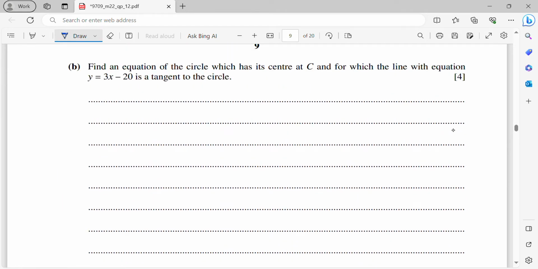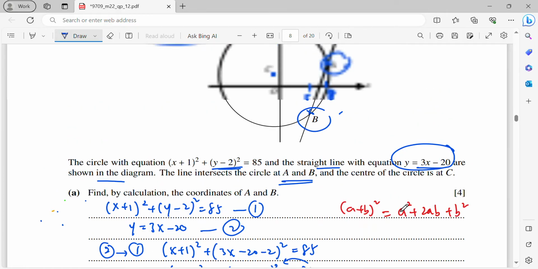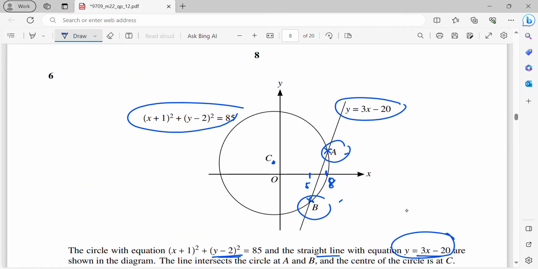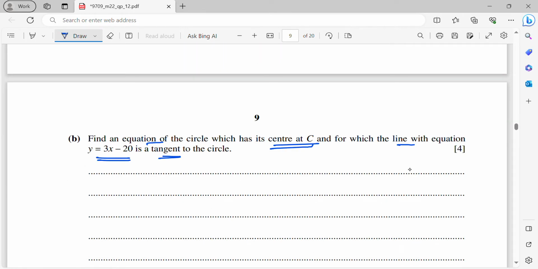Now for B, find an equation of the circle which has its center at C and for which the line with equation, okay, this is the equation, is a tangent to the circle. So now I need to find the center at C first. So the center at C, right, it is the same as the equation. So from here, I need to get the center. So I'm going to rewrite. So it will be x plus 1 squared plus y minus 2 squared equals to 85, sorry.